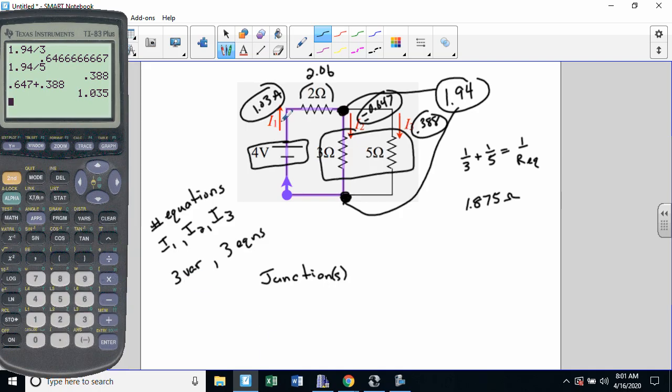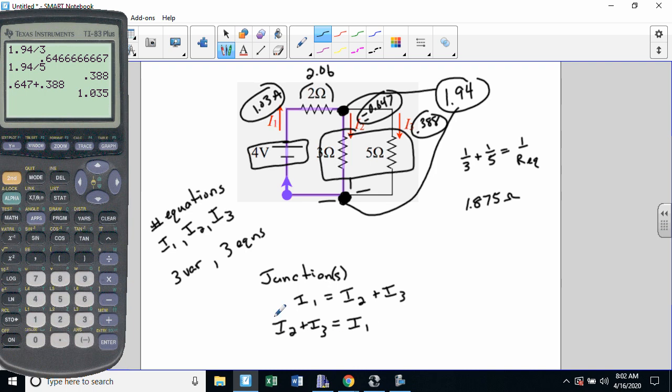So for the first equation, I'm going to look at the top junction. It says that I1 is coming in and I2 and I3 are going out. So that means that I1 must equal the sum of I2 and I3. And then I'm going to go to the next junction, and again write down as many as I can until they become redundant. The second junction says that I2 and I3 come in to make I1.